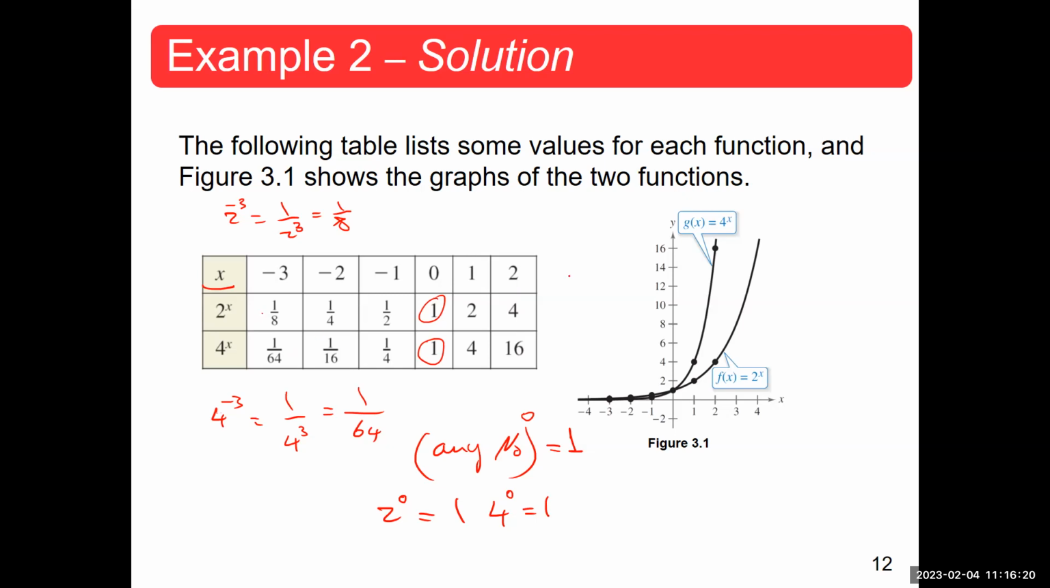Then 4 to the power 2 is 16. If we plot these points, we get those two graphs. As you see, when x is negative, y is very, very small. y is less than 1. When x is negative, y is less than 1, so we intercept here with y equal to 1. Even for 4 or 2 to the power x, they are almost on top of each other.